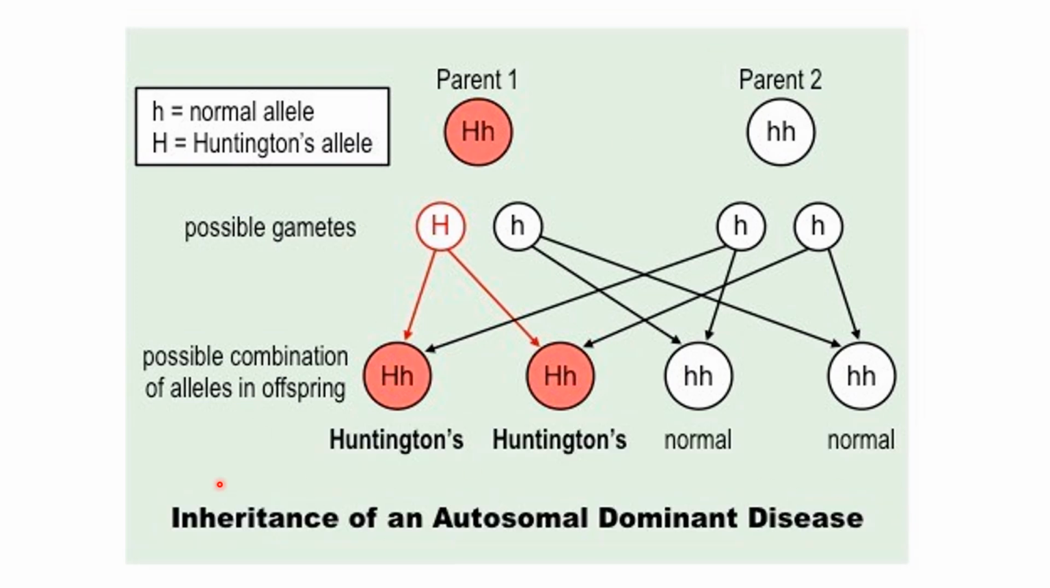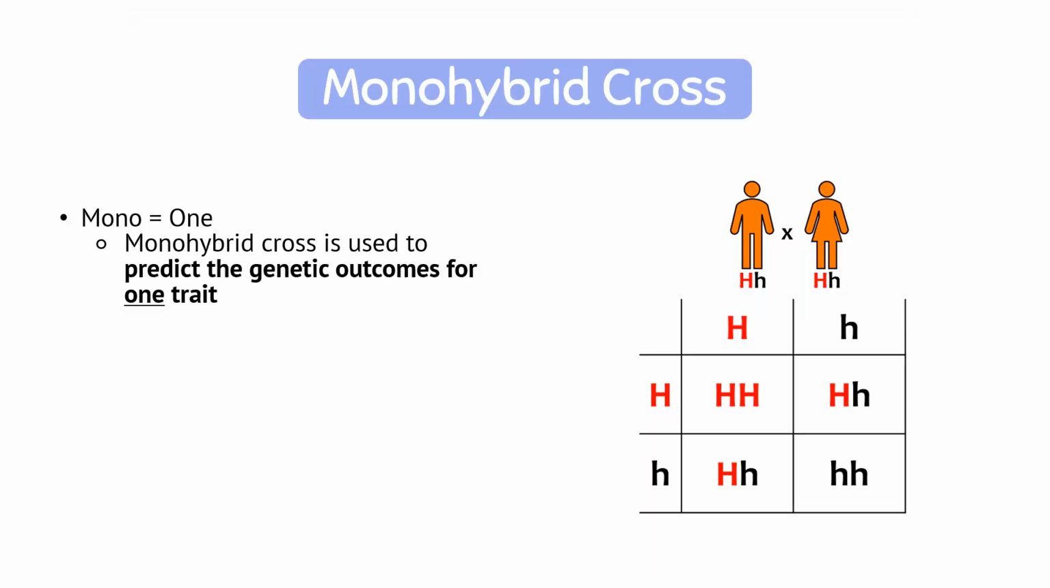This is, of course, one example of inheritance. Now, doing it this way can get kind of messy. So the way that we can figure out what alleles will be passed on to offspring, and what the genotypes and therefore phenotypes of offspring will be, is to use something called a monohybrid cross. Mono means one, and a monohybrid cross is used to predict the genetic outcomes of one trait. In that example, we were looking at Huntington's disease. That is one trait, and we want to know the genetic outcomes for the parents' possible offspring.